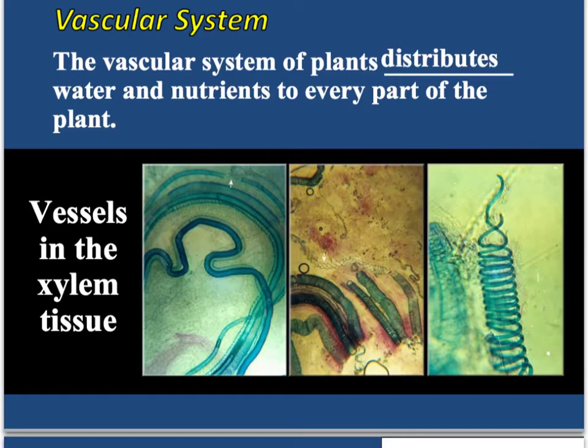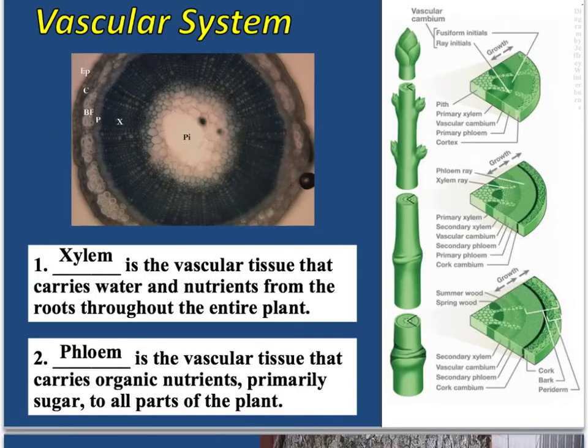Next, the vascular system. The vascular system distributes water and nutrients to every part of the plant. Remember, it's like the cardiovascular system of us. It has veins, and it's going to carry our water and our nutrients around. Now, there's 2 parts. There's the xylem and the phloem. Xylem is the vascular tissue that carries water. Remember my WXYZ? And then phloem carries food. Okay? The proper scientific way to say that is it carries nutrients.